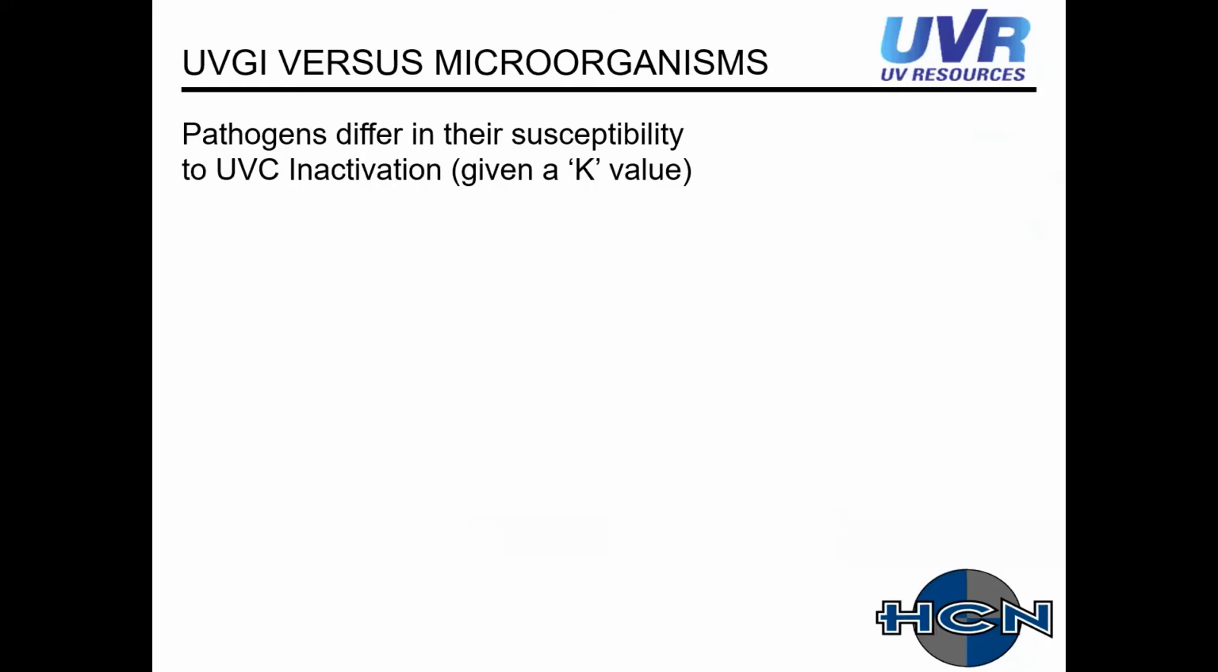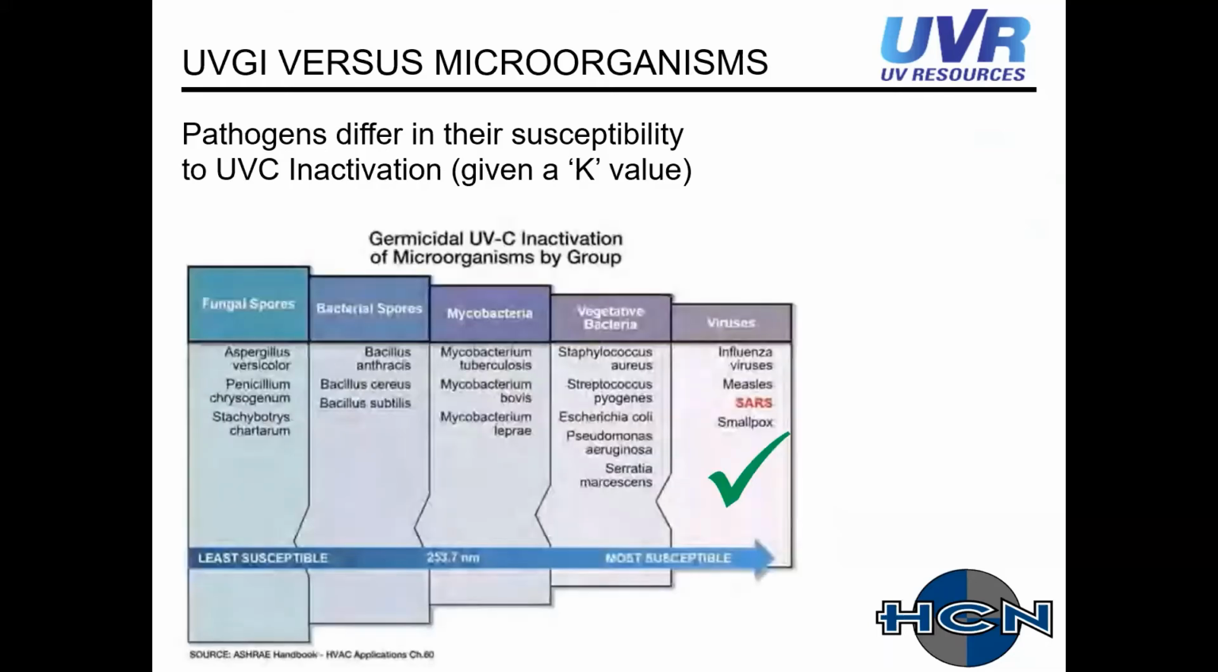Just how does UVC work against microorganisms? Pathogens have different susceptibility to UVC. They're given a K value. This chart is from ASHRAE. It shows from left to right, least susceptible to most susceptible. You have spores, and then I've tried to highlight that viruses are on the right. So viruses are considered to be very susceptible to UVC light.